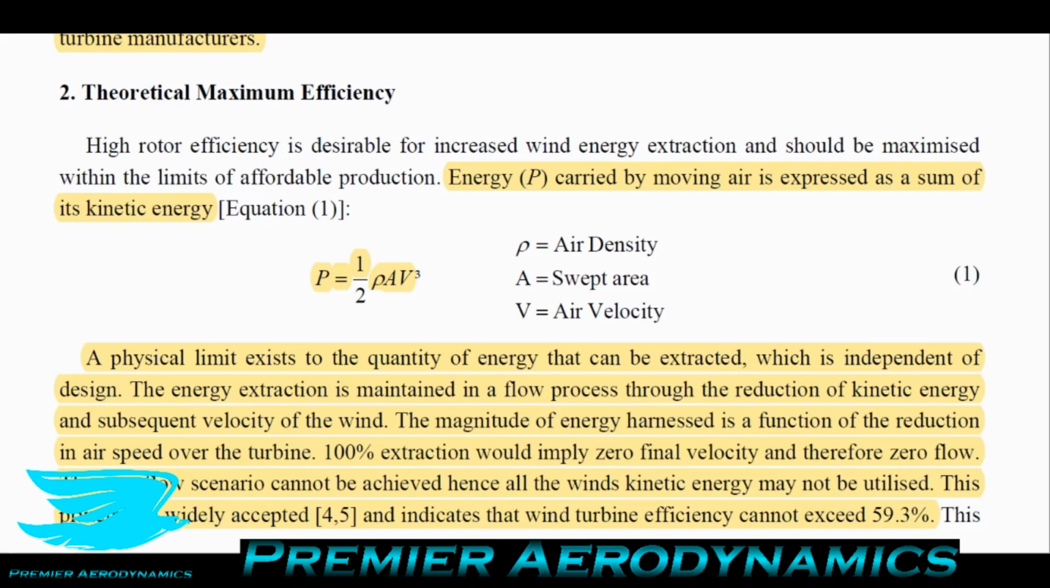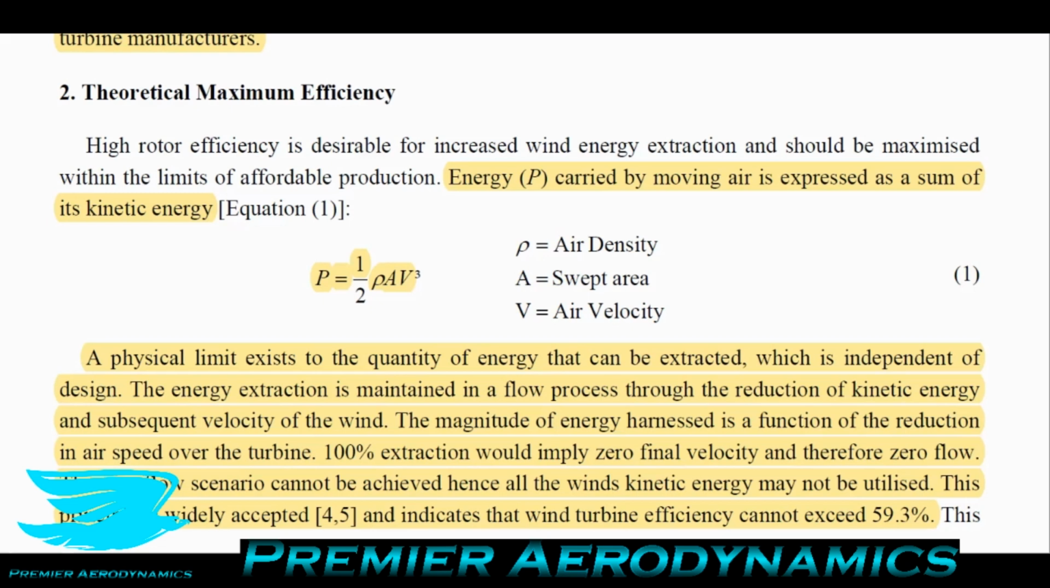And that's what the equation works out to be. They say that a physical limit exists to the quantity of energy that can be extracted, and that's independent of any design. So you can only extract a certain amount of energy, a theoretical maximum. Usually the working maximum is far less than that.